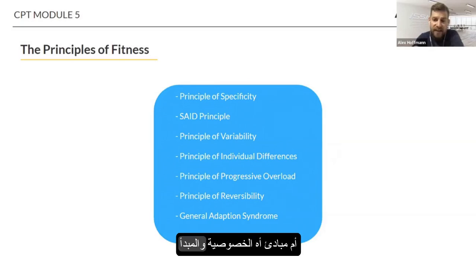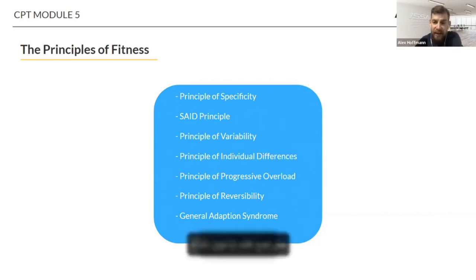The principle of specificity and the SAID principle are pretty similar to one another. That's just saying that the body is only going to adapt to the specific exercises and demands that we impose on it. So if we want to get a specific outcome, we need to train in a manner that promotes that specific adaptation, right? The principle of individual differences is simply stating that every single individual adapts slightly differently to exercise. So we need to be prepared to customize our program based off of how that client's adapting. So those are a few of the key principles that we have. Again, we'll be going over these tomorrow as well.